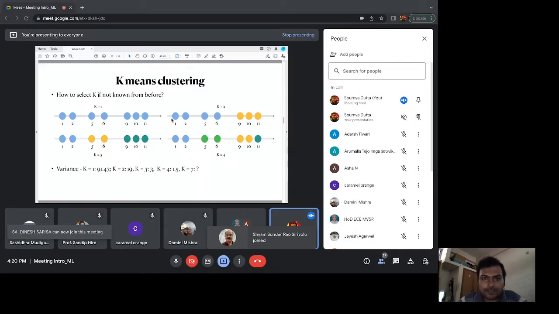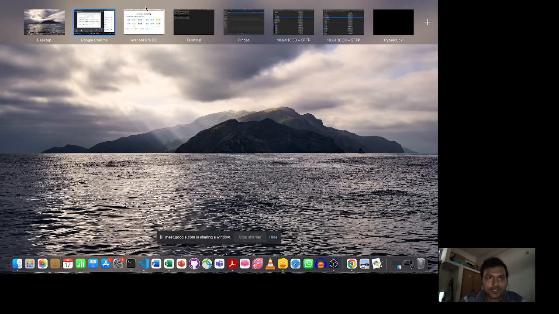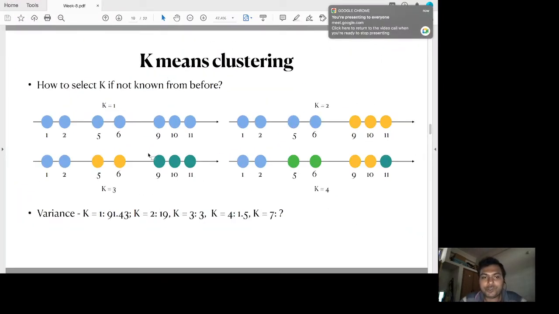I heard an answer, but somebody also said something else. Will it decrease further? Can you say the value to which it will come? 0. Okay, it will be 0. Why? Because for the points themselves there will be no variance; the variance will be 0 in each case. Correct, that's a good answer. If there are 7 points here and I say k equal to 7, each point will be assigned to its own cluster, and therefore there will be no variance for any of the clusters, and the total value will be 0.